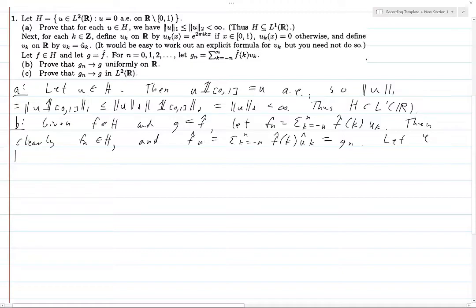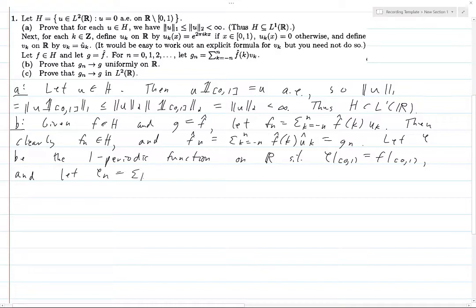Let phi be the one-periodic function on R such that phi restricted to the interval from 0 to 1 equals f restricted to 0 to 1. Or phi equals f on [0,1]. So you basically take what f is on [0,1] and you extend it periodically. And we're going to let phi_n be the nth partial sum of the Fourier series, the sum of phi hat(k) e_k.